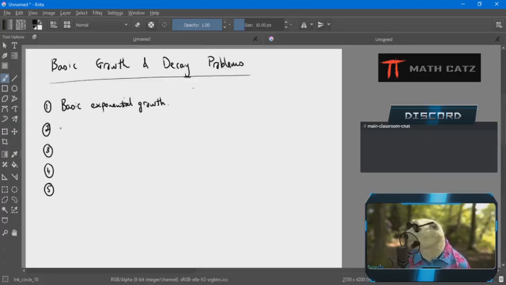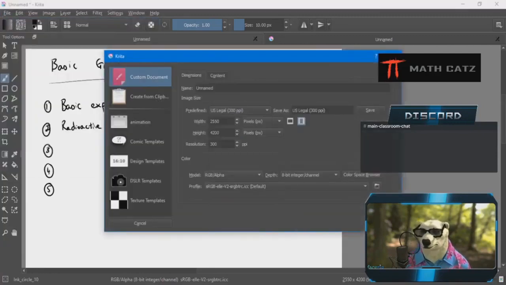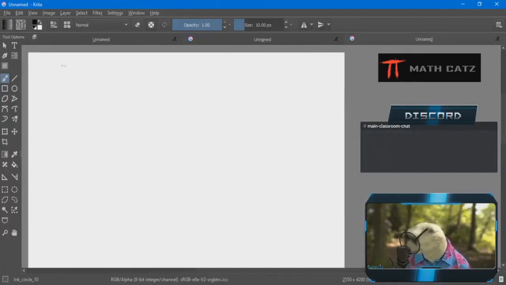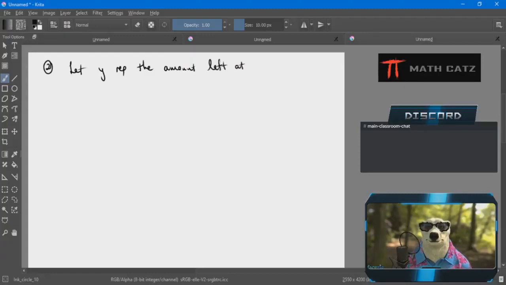Now for the second one, I'll call it radioactive decay, though it could work for other kinds of decay questions as well, but mainly radioactive decay, where we have a very similar situation except that now my function variable y is going to represent the amount of the radioactive material left at time t.